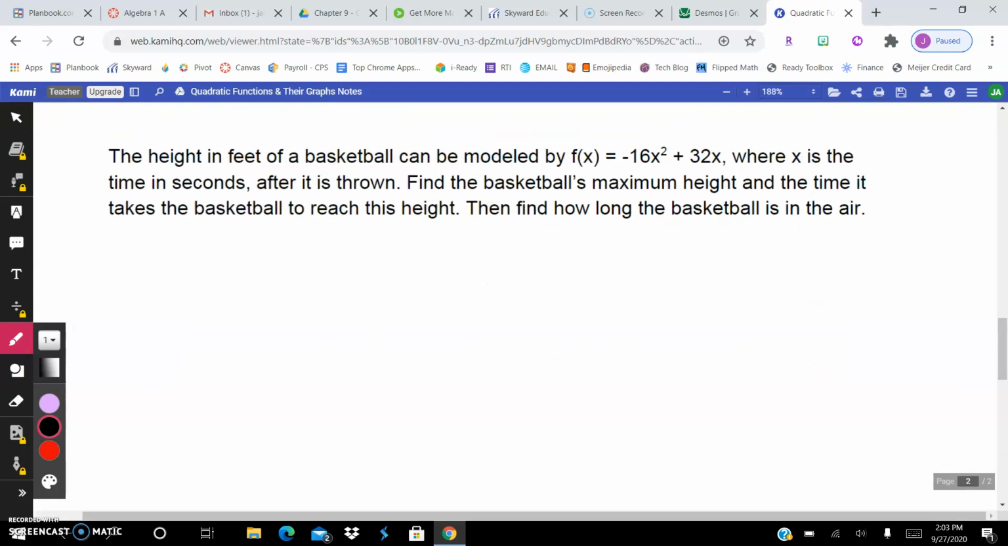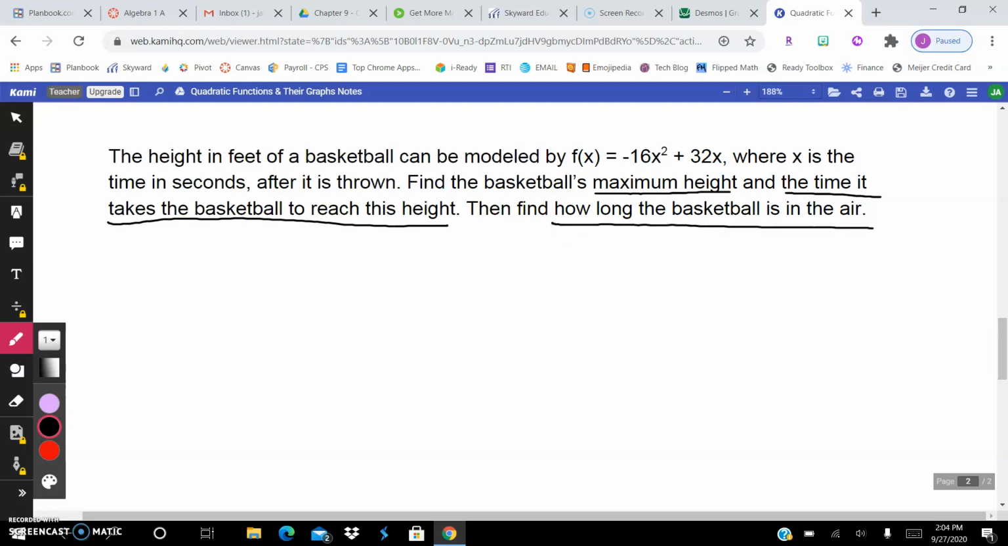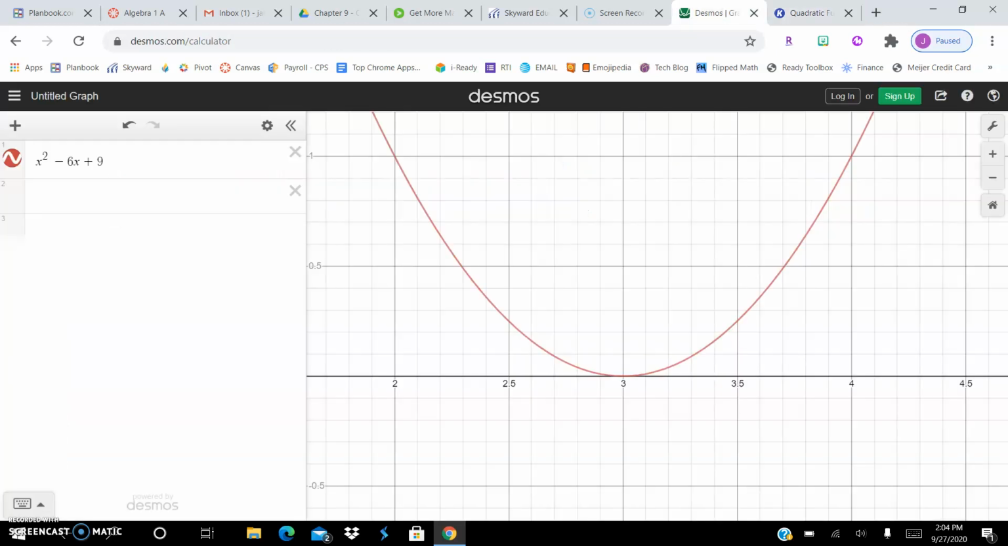And then our last example for the day is the height in feet of a basketball can be modeled by f of x equals negative 16x squared plus 32x, where x is the time in seconds after it is thrown. Find the basketball's maximum height, the time it takes the basketball to reach this height, and how long the basketball is in the air. So there's 3 questions here. I need the maximum height, the time it takes the basketball to reach that height, and I need to know how long the basketball was in the air for. So let's start off by graphing this first. So negative 16x squared plus 32x.